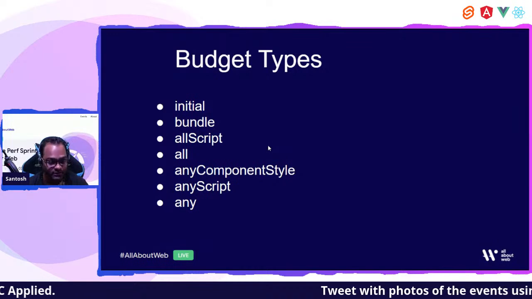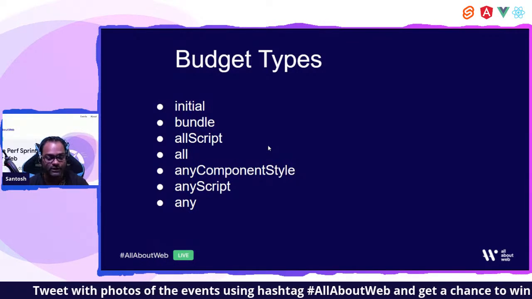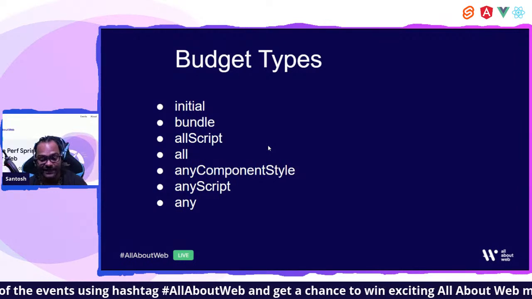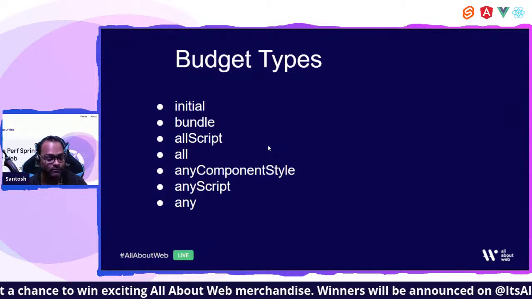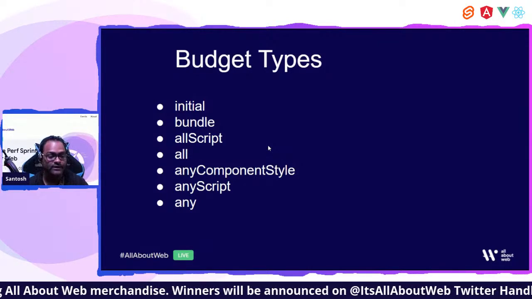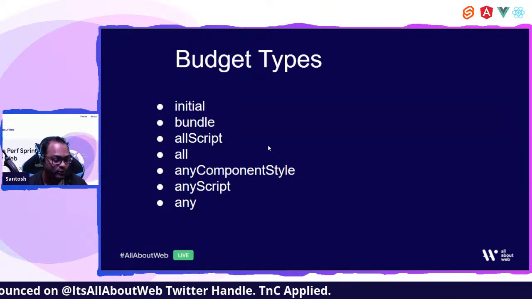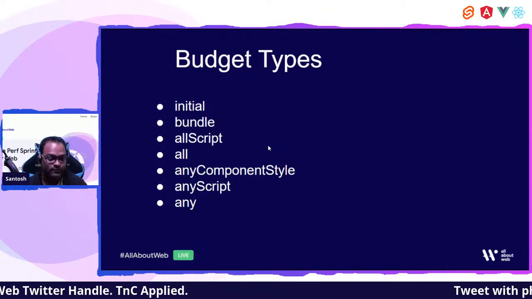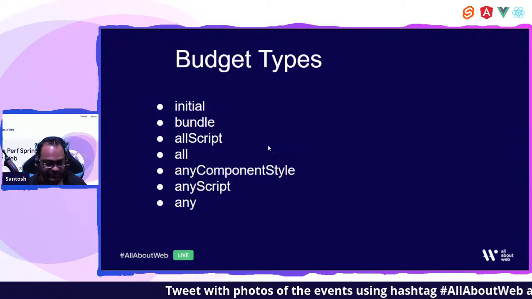Component styles are really important. In my application, I figured out there were a few components where the component style was more than 100 KB, and I was really shocked, because that was due to some mistake, which we'll talk about next. And you can also include any script, so a single script which should not go beyond maybe 10 KB or 15 KB, or any file should not go beyond these particular budgets.